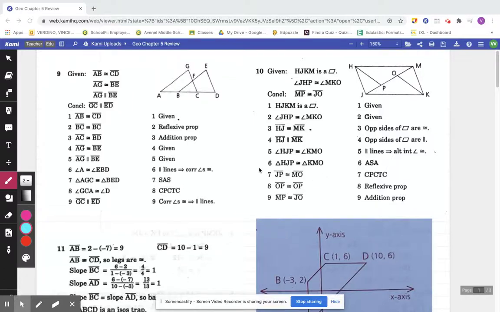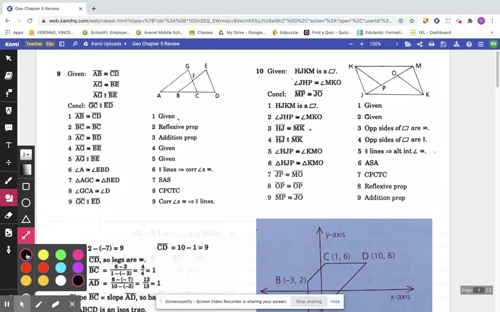All right, so let's take a look at the Geometry Chapter 5 review. Number 9 was a proof, and you are given AB is congruent to CD, AG is congruent to BE, and AG is parallel to BE. We need to prove that GC is parallel to ED. So let's start with the first given. Line AB is congruent to CD.